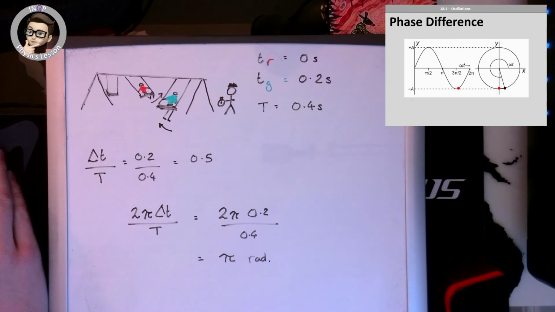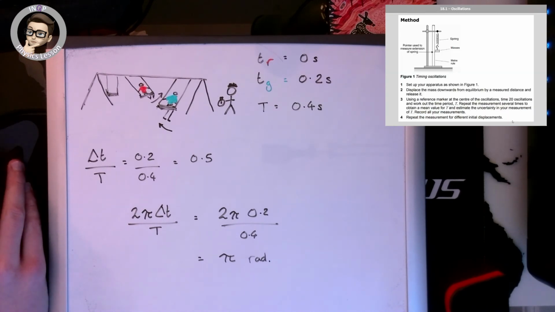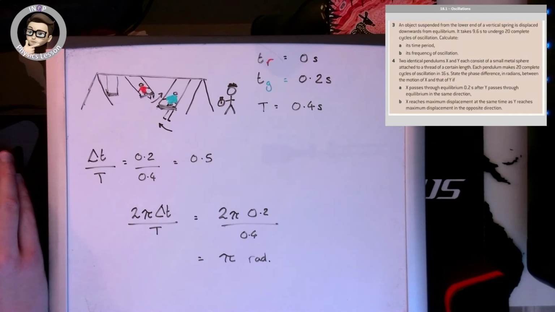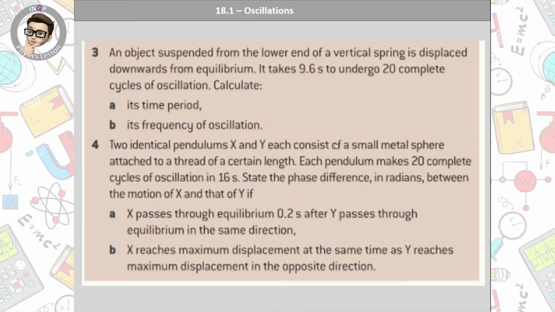Now it's going to be your turn to have a go at a couple of questions. We'll ignore the experiment. We would do that in the classroom. So we'll do that when we're back to school. But it says here we've got 2 questions, question 3 and question 4, both of which I would like you to have a go at now, and pause the YouTube video to attempt them, and then come back in a few moments once you've had a go, and we'll go through the answers together.